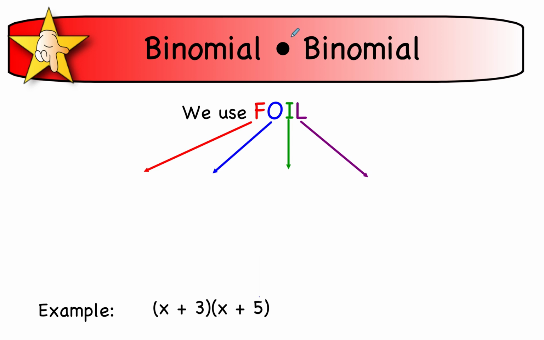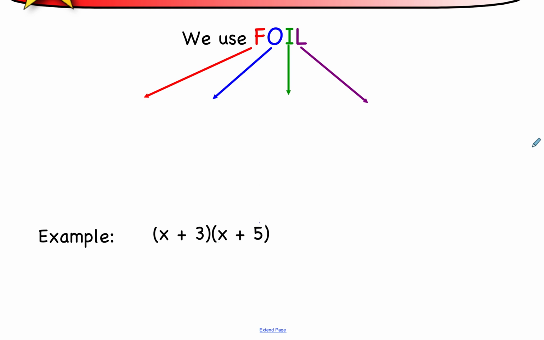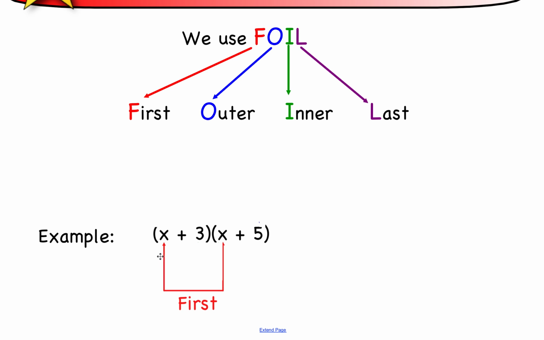Now, when we multiply binomials together, a binomial times a binomial, that's just a term that has 2 terms by another one with 2 terms, we use what we call FOIL. And FOIL stands for first, outer, inner, last. And so each of these describes which terms you're multiplying together. So let's look at an example down here. If I'm multiplying x plus 3 times x plus 5, I first do the first terms together, x times x, and that gives me x squared. Okay?